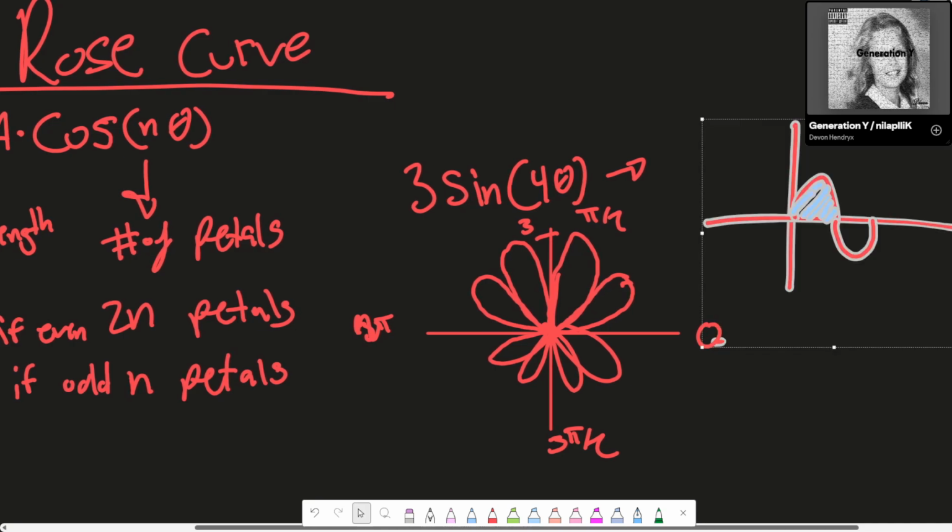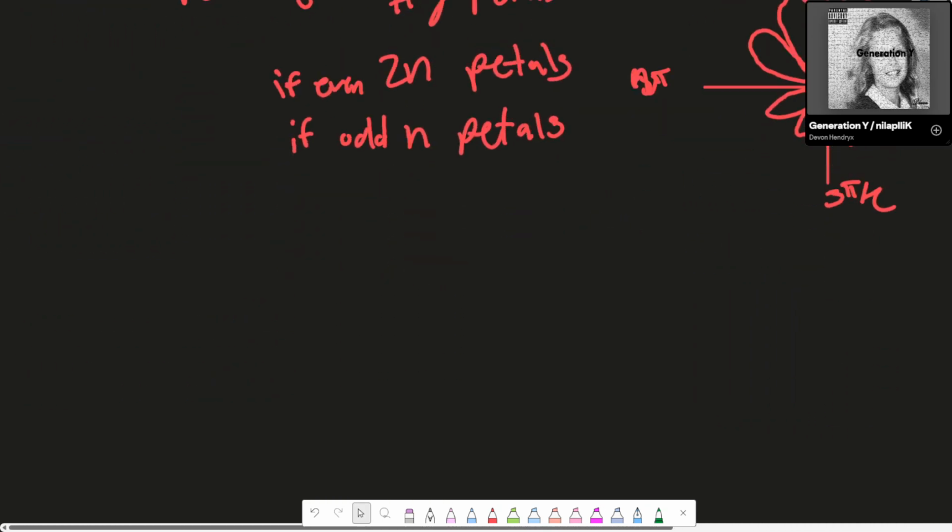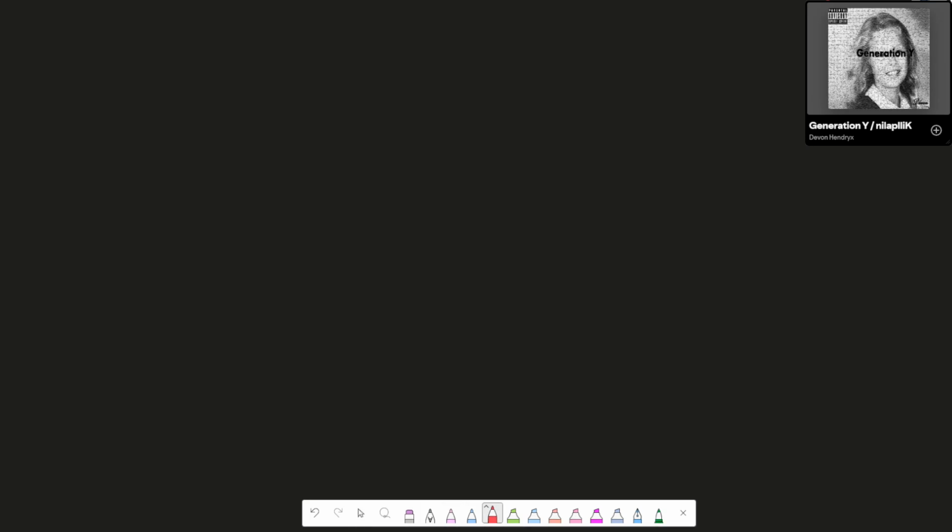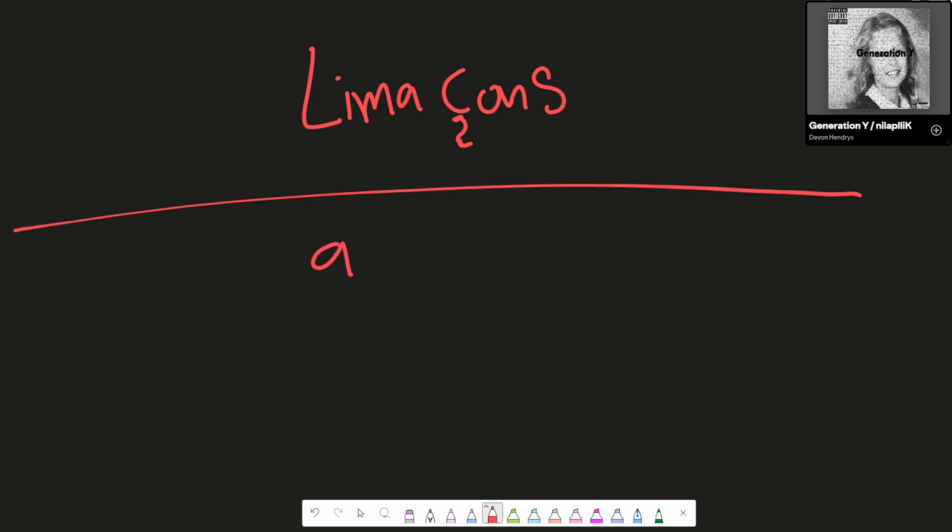But that is how the rose curve works. Let's go into the next one, which I believe seems to be easier to understand, and those are limaçons. They follow the format of a plus or minus b cosine or sine theta. This can be plus or minus.